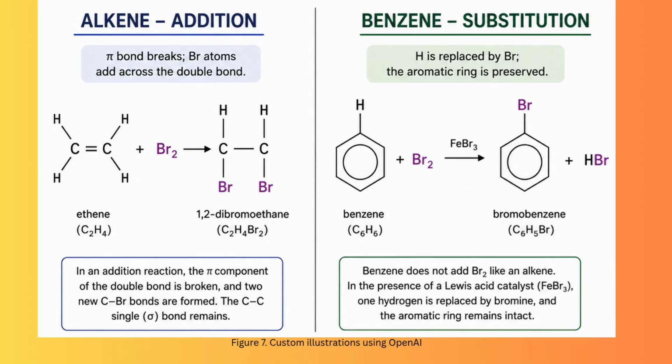Under appropriate conditions, benzene can undergo addition reactions. The important point is, unlike a typical alkene, benzene generally favors substitution because it preserves the aromatic delocalized pi electron system. It's a great example of how molecular structure directly influences chemical reactivity.